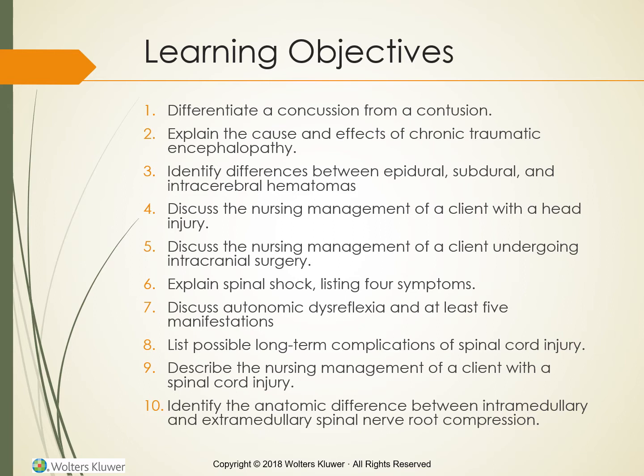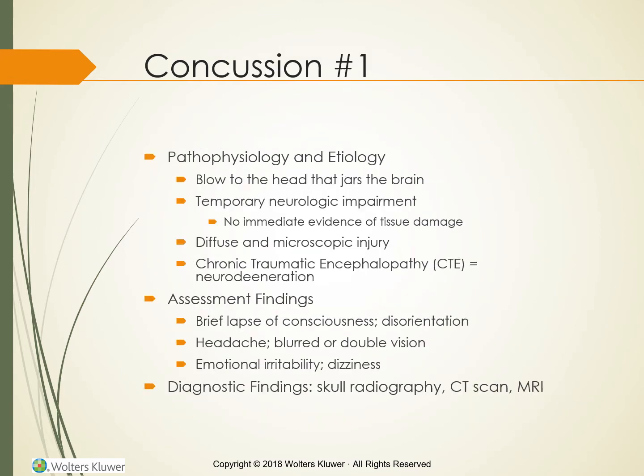You're going to be able to explain spinal shock, listing 4 different symptoms, discuss the autonomic dysreflexia and at least 5 manifestations, list possible long-term complications of spinal cord injury, describe the nursing management of a client with a spinal cord injury, and finally, we'll be able to identify the anatomic difference between intramedullary and extramedullary spinal nerve and root compression. Okay, so let's talk about different head injuries.